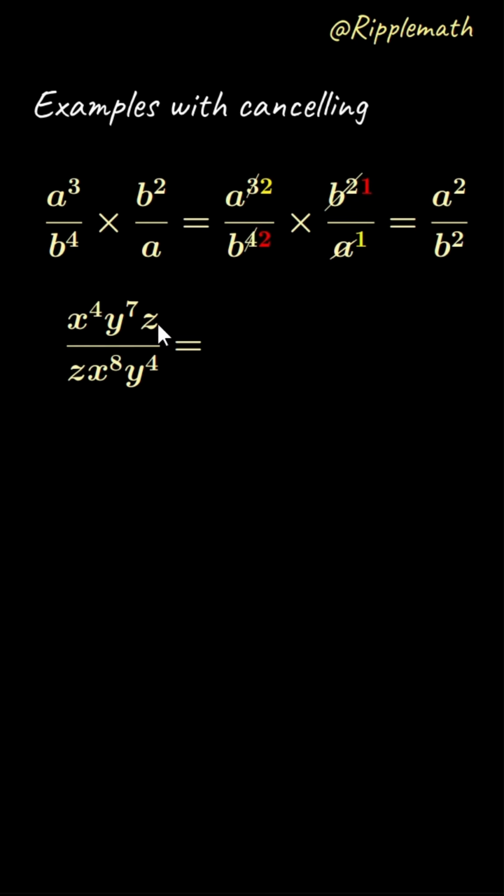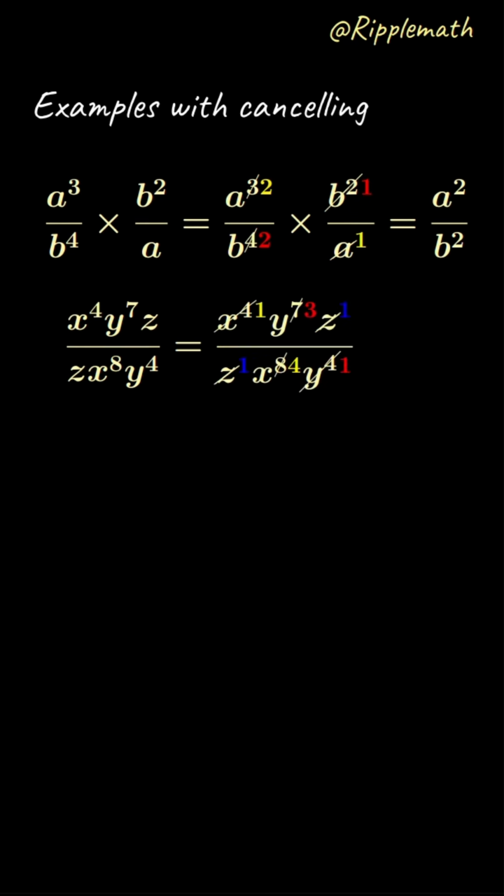If you have x to the 4, y to the 7, z over z, x to the 8, y to the 4, the z's just cancel completely, and similarly, you can see how the others cancel. It doesn't matter where they are. If one's on top, one's on the bottom, it's all multiplied. Cancelling will apply. And that one's just y cubed over x to the 4 if I've done it correctly.